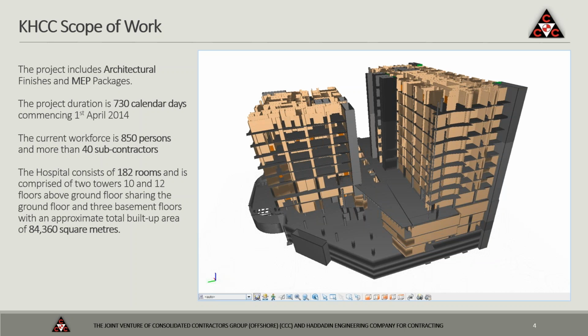The hospital consists of 182 rooms and is comprised of 2 towers, 10 floors and 12 floors each, above ground, sharing the ground floor and 3 basements. The total area is 84,360 square meters, which is around 840,000 square foot.